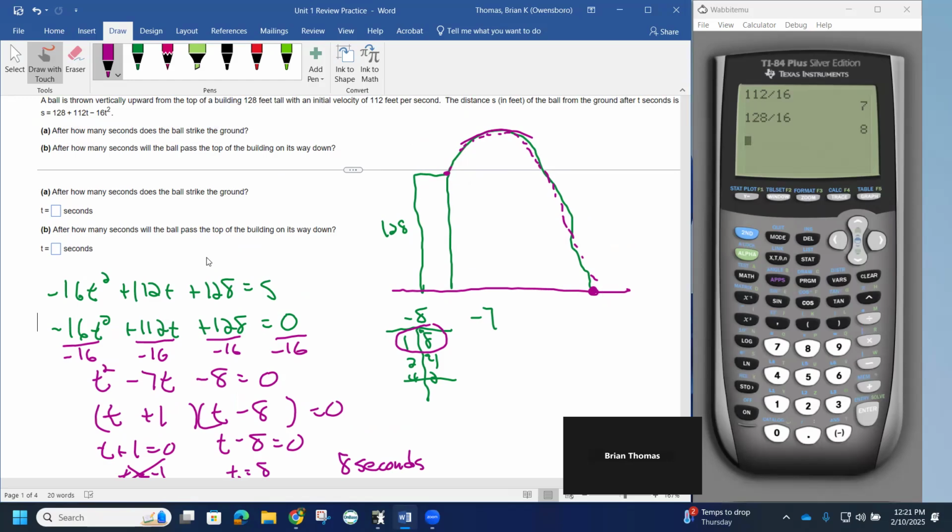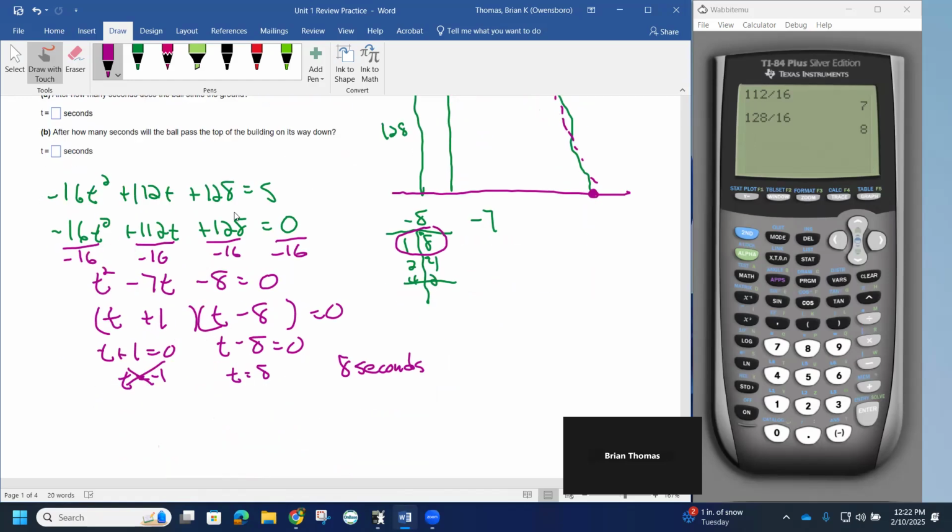Now, part B says, how many seconds will the ball pass the top of the building on its way down? So what this question is saying is, you're starting here with the ball, it's going up, and then it's going down. And notice how at this point here, it's going to be passing back by the height of the building. So this is the time in question: what's the time when I'm here, passing back by the building on its way down? Well, notice that the height off the ground this time is actually going to be the height of the building, which is 128.